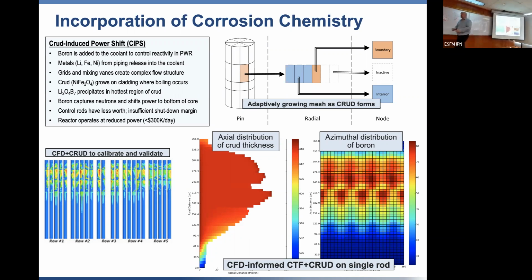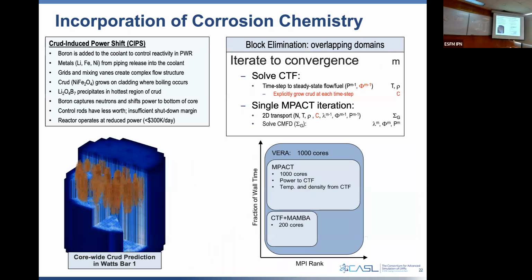So, how do we actually solve that problem? Now we have to add some chemistry. When we looked at that, the chemistry code was also a Fortran code, and it actually is a really simple one-dimensional chemistry code. One-dimensional corrosion crud growth code.